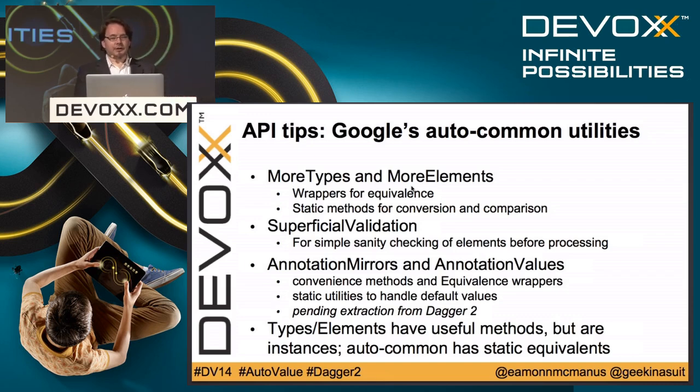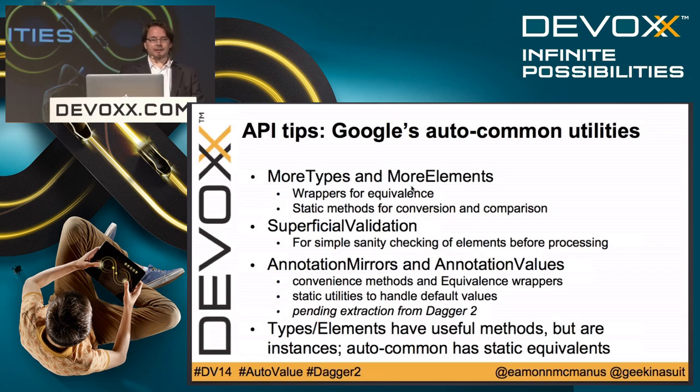Superficial validation I mentioned. We have a couple of upcoming ones that are currently part of Dagger called annotation mirrors and annotation values. Very similar. There are just gotchas with respect to these where they don't behave the way you would normally expect value objects to work. Equals doesn't work the same way as you expect, etc. And so we have equivalence wrappers for those.